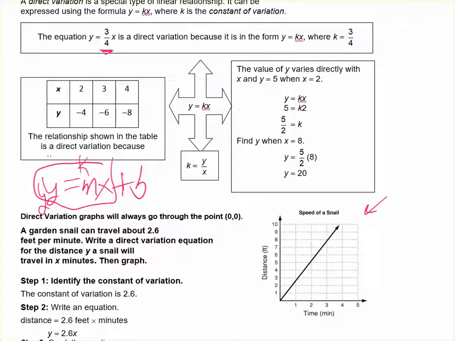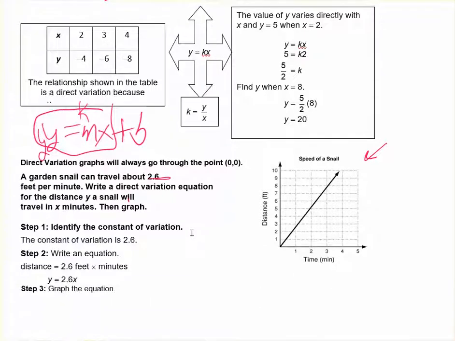For example, here's a graph of a direct variation problem. This is of a snail traveling 2.6 feet per minute. So we write a direct variation equation and graph it. That's what you'll be doing on several problems. The constant of variation in this case is 2.6. The equation would be y equals 2.6x, and to graph it you know there's a point at 0, 0 because all direct variations have one, and then the rise is 2.6 and the run is 1, so this one's a little tough to graph by hand.